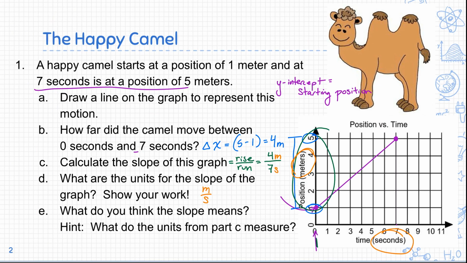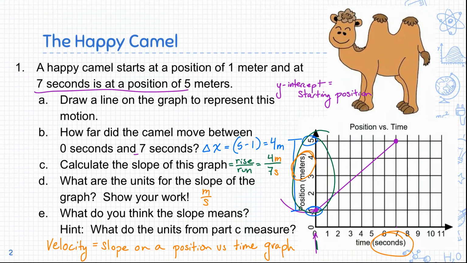And lastly, I want to think about it. Okay, what is meters per second? Well, when we're talking about miles per hour, that's a distance per amount of time. And the speed of the camel or the velocity of the camel is going to be the slope of our position versus time graph.